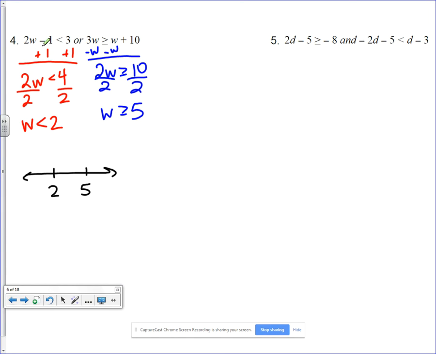Okay, let's start with that 2. What kind of circle is on the 2? And which way am I going to go? What kind of circle is on the 5? And which way am I going? Is this an and or an or problem? An or problem. So do I want the overlap or everything?